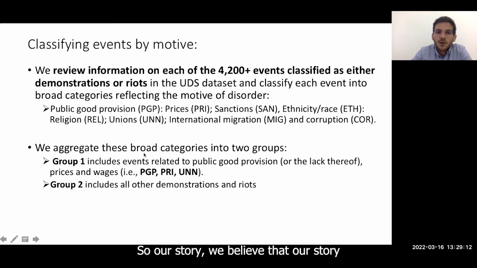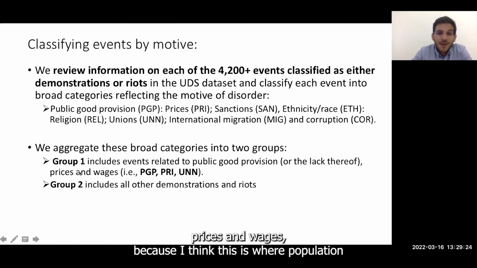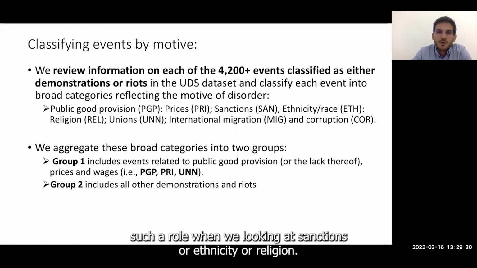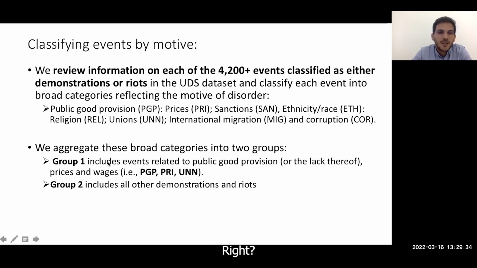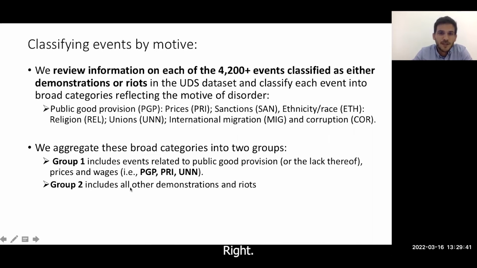So we believe that our story relates more to this first category. Sorry, I should have ordered them like that. So one is public good provision or the lack of this, right? Prices and wages, because I think this is where population pressure plays a role. Population pressure probably doesn't play such a role when we're looking at sanctions or ethnicity or religion, right? So we're going to split between this and the rest of demonstrations and riots, right? And we're playing with this.